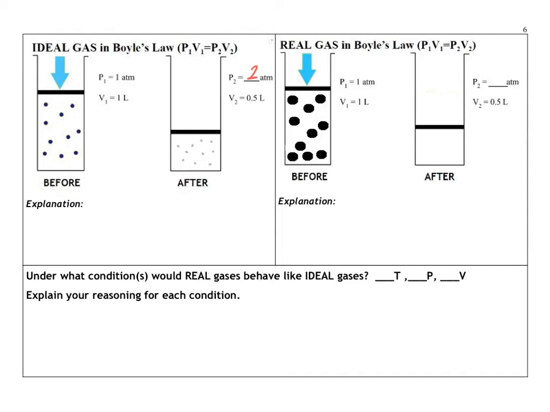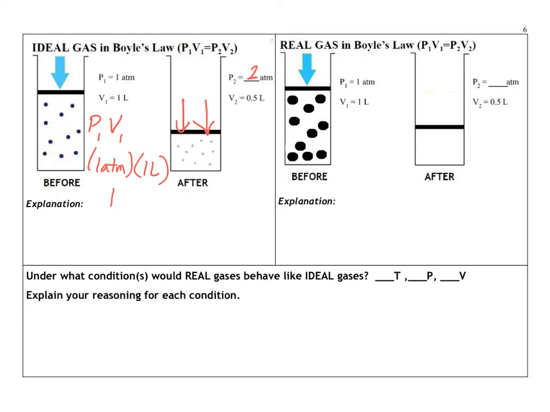And as a result, the pressure is going to be doubled. And so I'm going to draw 2 arrows to represent the doubling of that pressure. So as far as the mathematics is concerned, when you take P1 and multiply it times V1, you will get 1 atm times 1 liter, which will yield 1 in the end.